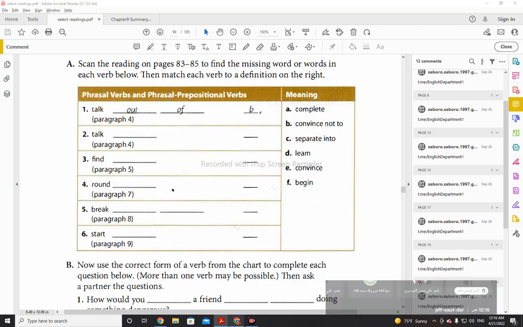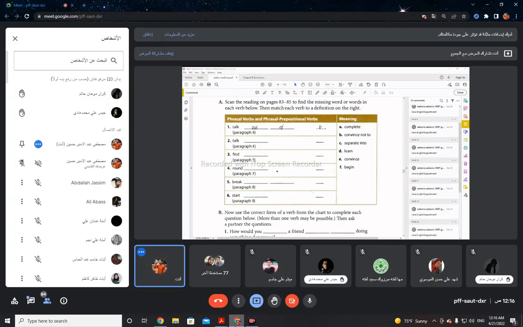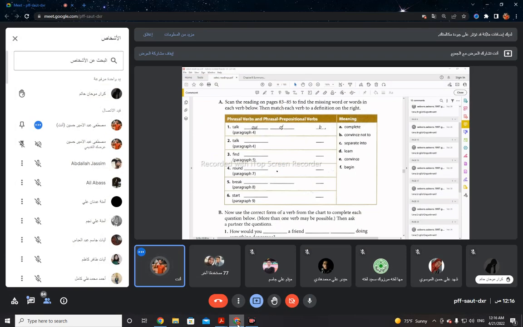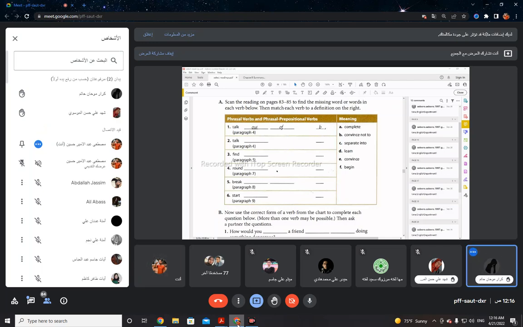Number 3. Who would like to solve number 3? Haider, please go ahead. Number 3, find out. D, learn. Find out. It means learn. Exactly, yes. Number 4, round. Alright, we have Karar again. Karar, go ahead. Okay. 4, round out is complete. A. Round out means to complete. A.